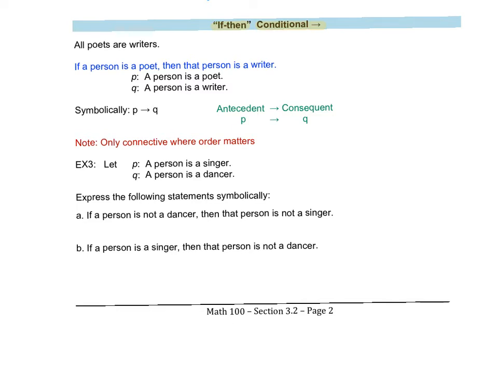This is what every argument is. Every argument. Now remember, the goal of this chapter is to be able to determine if arguments are valid or invalid. Every argument is a conditional statement.